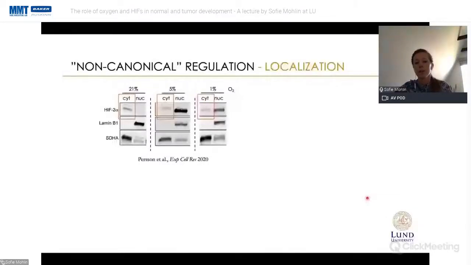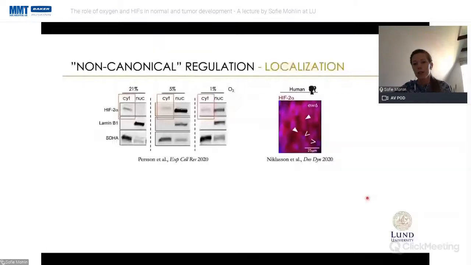And we looked at this spatially and in single cells in our human embryos, and indeed we find cells that express HIF-2α in the nucleus and the cytoplasm, and also cells that only express it in the cytoplasm.